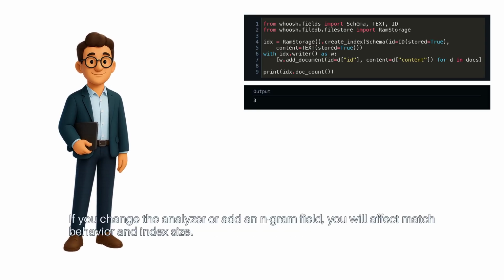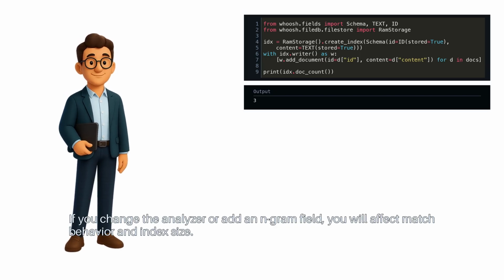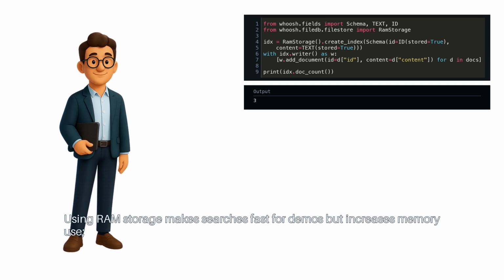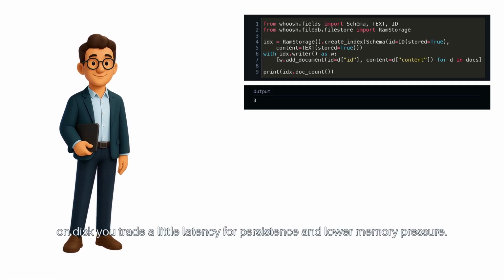If you change the analyzer or add an n-gram field, you will affect match behavior and index size. Using RAM storage makes searches fast for demos, but increases memory use. On disk, you trade a little latency for persistence and lower memory pressure.